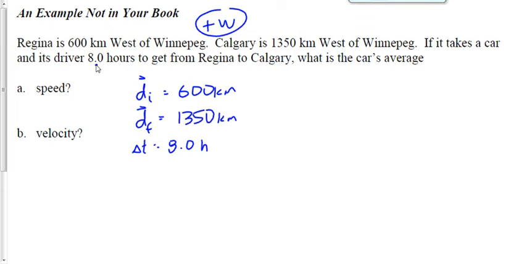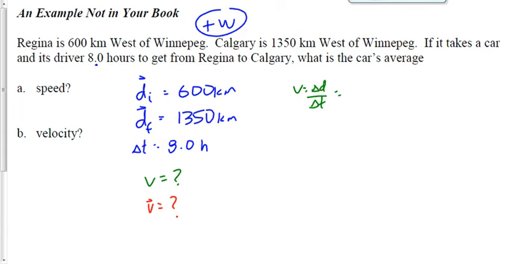I want to find speed. And I want to find velocity. Now, the speed and velocity isn't changing, is it? I mean, presumably you're going at the same speed from Calgary to Regina. If you're not, we're looking for average. So average is like constant. You might be changing a little bit, but it's like a constant speed. It means we're allowed to use the equation that we learned just a couple minutes ago. Speed is distance over time.